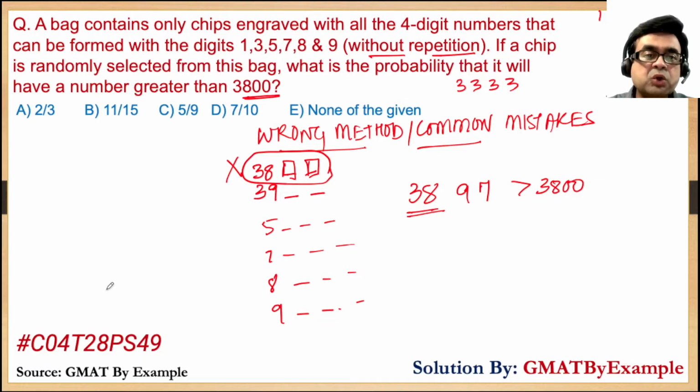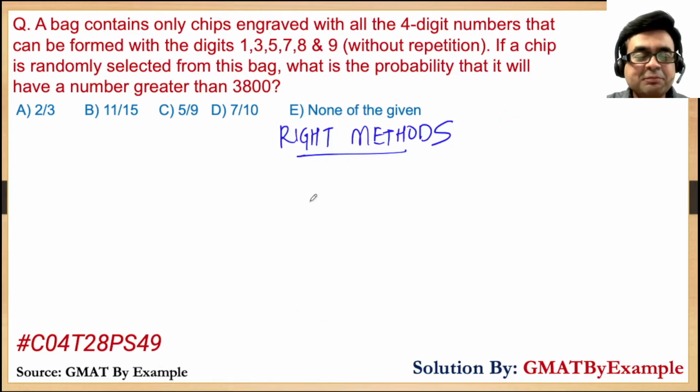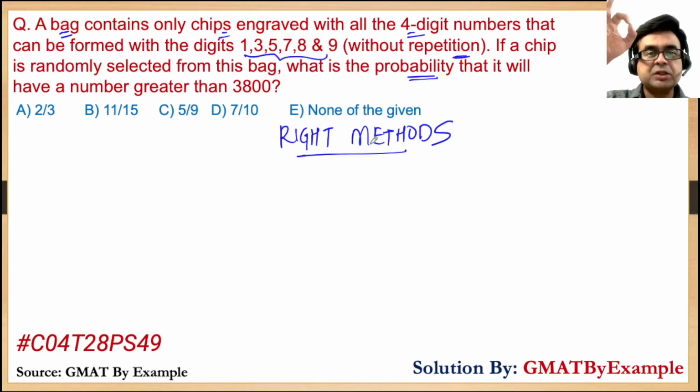Now I'm going to go into the right ways to solve this question in many different ways. Okay, so right methods to solve this problem. Before we dive into that, let's just quickly read through what the question has given us and what we have to find. We are given that there is a bag which has chips that have 4-digit numbers engraved in them, and those 4-digit numbers consist of these digits only without any repetition, and we are asked to find the probability that when we pick a chip out of the bag, the number on that chip would be greater than 3800.